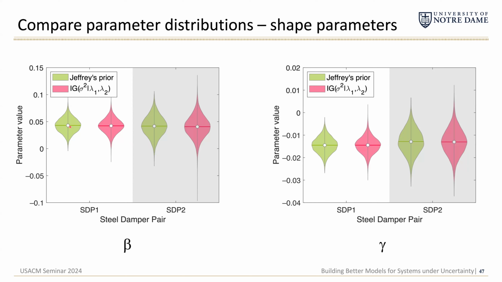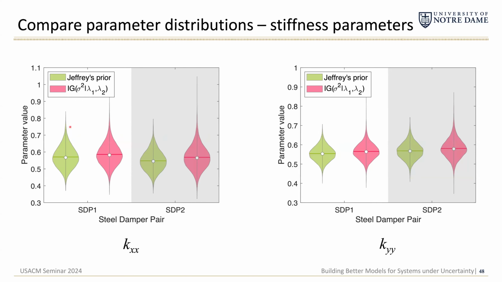But going from Jeffreys prior to our inverse gamma, there isn't nearly as much difference. There is some, they're not exactly the same distributions, but they're highly comparable, right? The impact is small or limited, and that is actually what we'd expect, right?